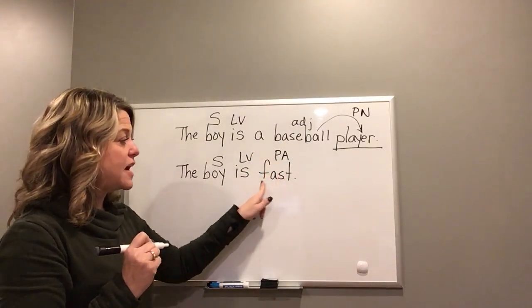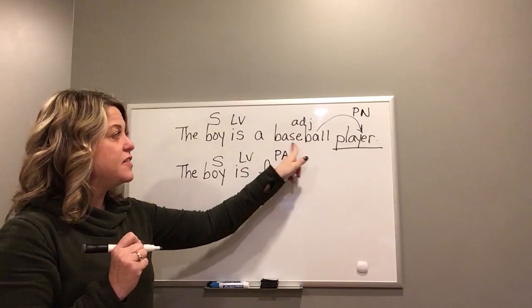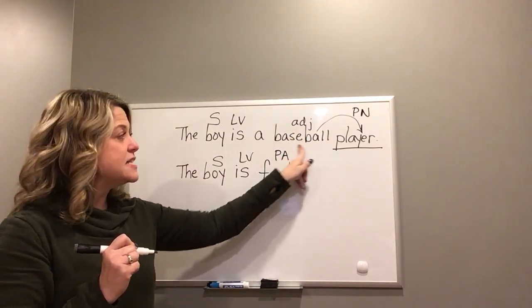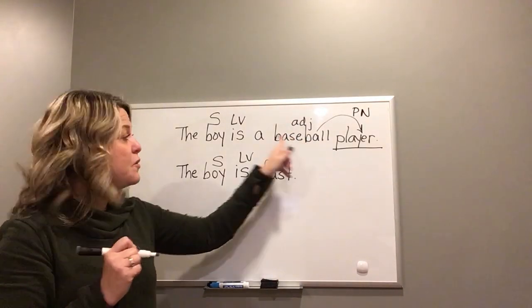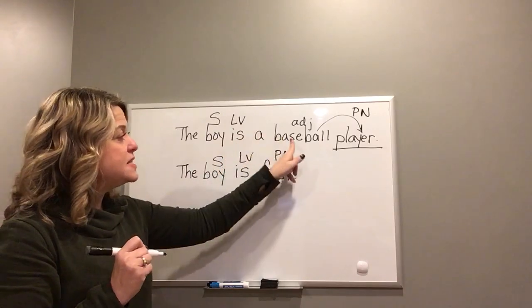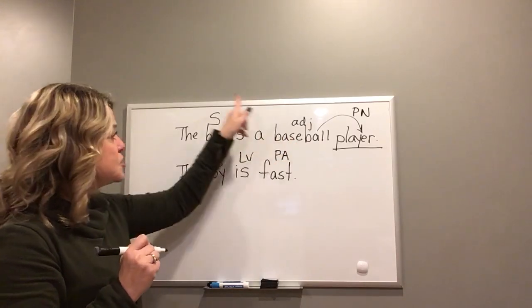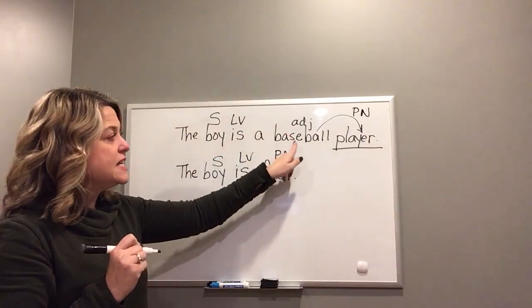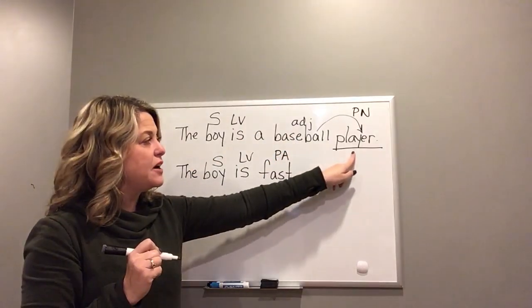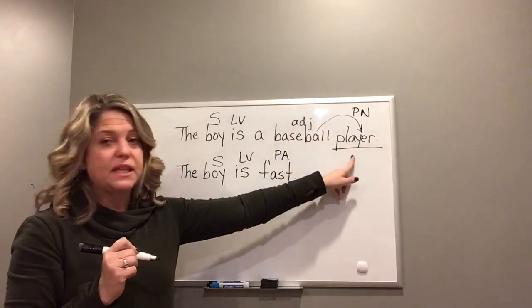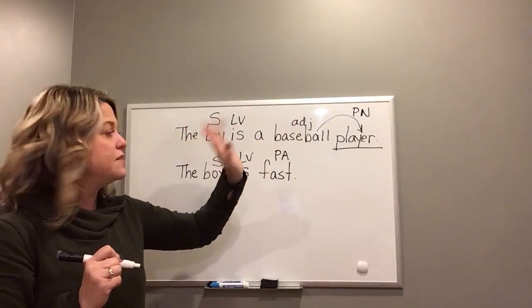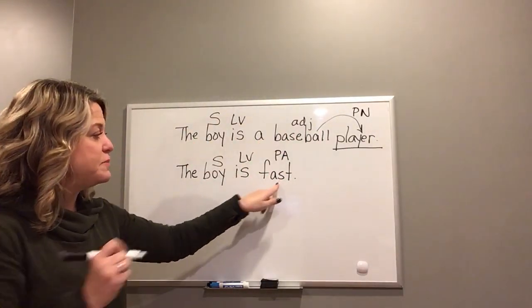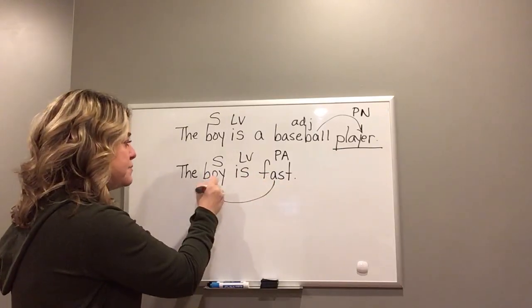This is a different kind of adjective than this adjective. This is not a predicate adjective, even though it comes after a linking verb, because this adjective doesn't describe boy. He's not a baseball boy. This adjective describes player. What kind of player? A baseball player. So this is a regular adjective. This one's a predicate adjective because it describes the subject.